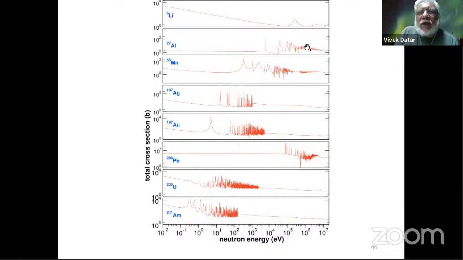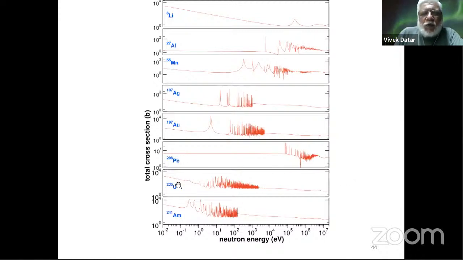but they are fewer in number. As you go to heavier and heavier nuclei, you get many more resonances, a denser population of these resonances. So these resonances are important. For instance, in nuclear reactors, you have to know what the cross section is as a function of energy.